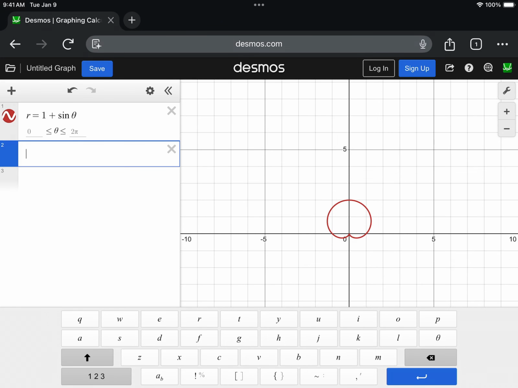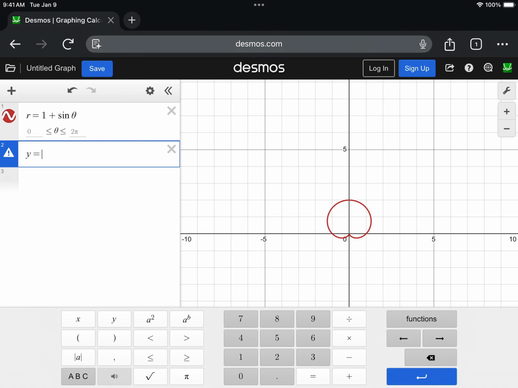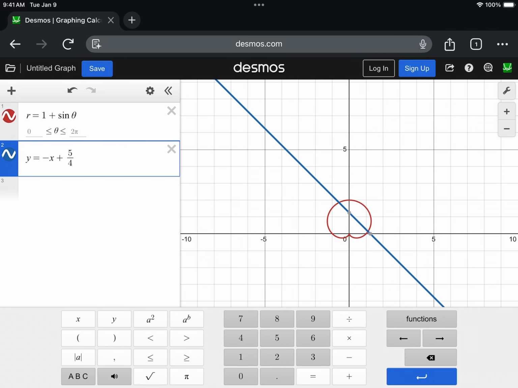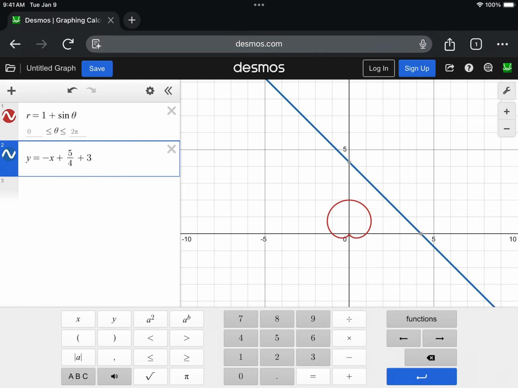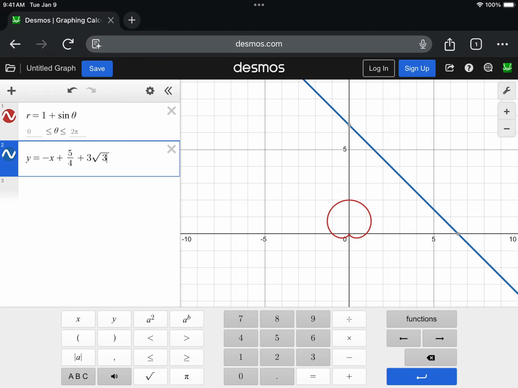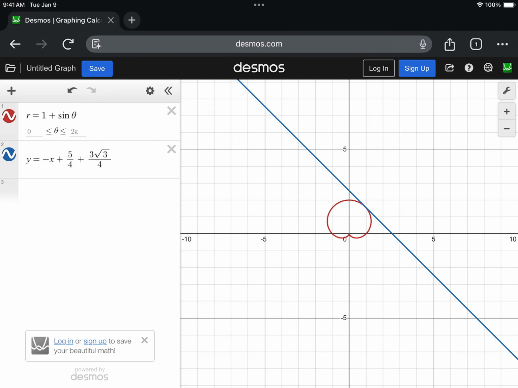And now the equation of the tangent line, it was y equals -x plus 5/4. The slope seems fine. And then plus, it was 3 square root 3 divided by 4. And that is perfectly correct, being tangent at the points that we need it to be. So that's great.